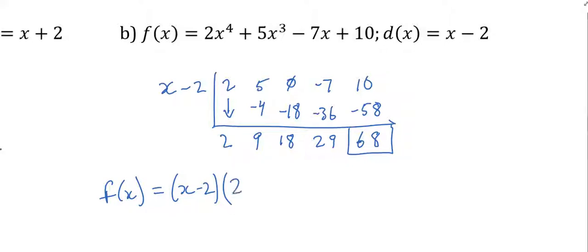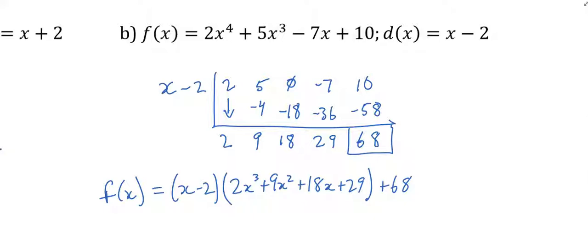So we get 2x cubed plus 9x squared plus 18x plus 29 bracket plus 68. All positive. That's interesting. But anyway, it's just random. Usually it doesn't work out that way. We good? Anybody recognize that example? Very good. That was the exact one we did yesterday.